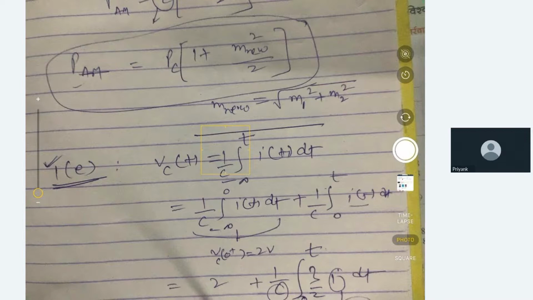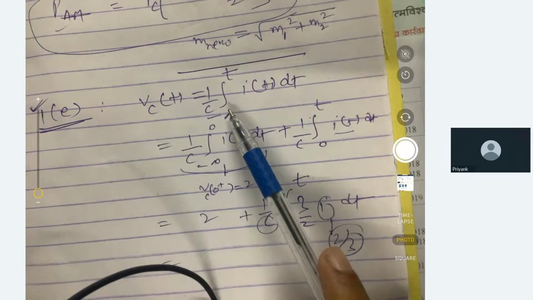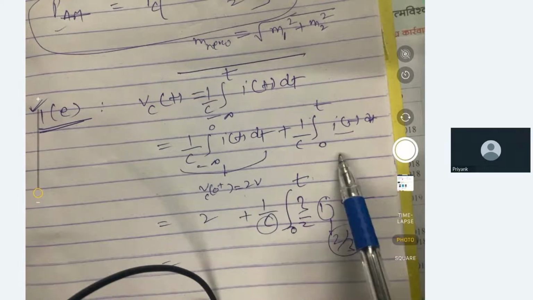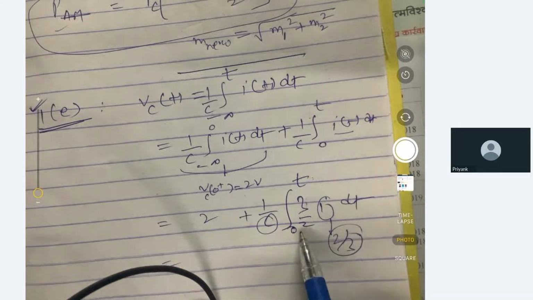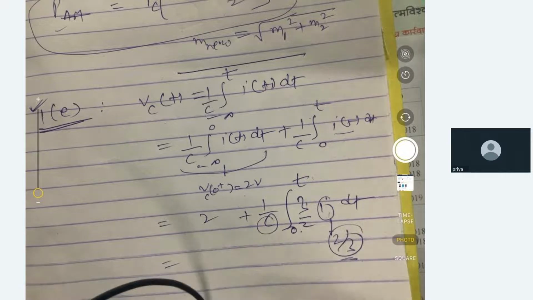Yeah. So in 1E, I simply found the integration of the current across the capacitor, and VC(0+) is given as 2 volt. I integrated from 0 to t, and that is equal to 3 by 2 I, and I is equal to 2 by 3. It is given as I(0+), and I simply added it.